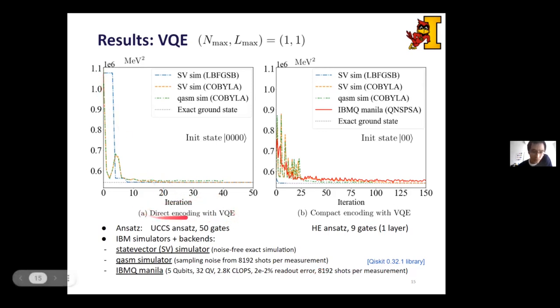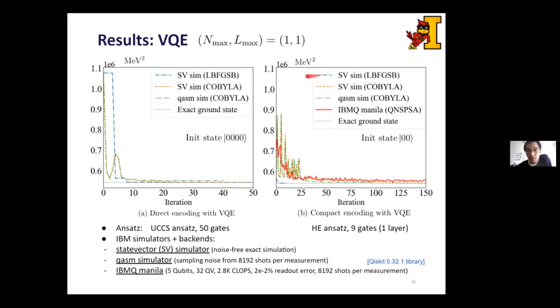So on the left, you see the result of VQE with direct encoding, and on the right, you see the result of VQE with compact encoding. So in the direct encoding, the initial state, as I mentioned, will be a 4-qubit initial state. And for the compact encoding, the initial state will just be 2 qubits. So all results agree with the exact ground state energy, I think within 2% error. In particular, as you can see, the real quantum backend result, the IBM-Q Manila result, is shown here in red.